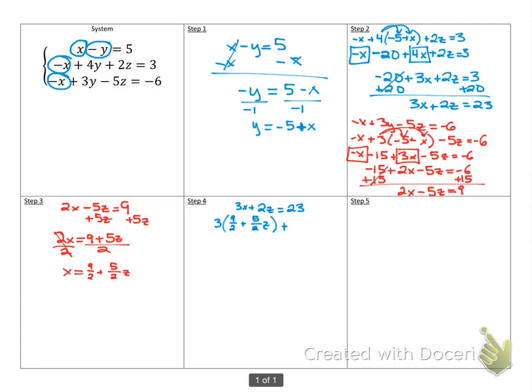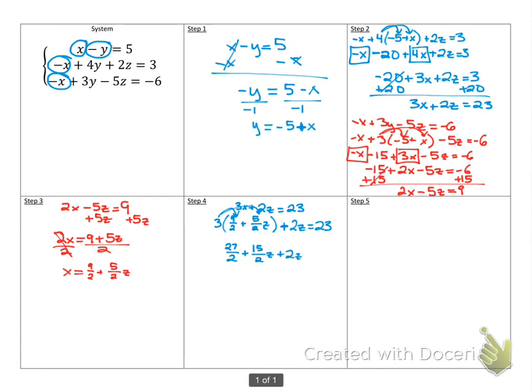plus 2z equals 23. Now we need to distribute. And when we distribute, those fractions are not going to go away. Not this time. And that's okay. It'll all get better eventually. But for now, we have 9 times 3 is 27 over 2. 3 times 5 is 15 over 2z.